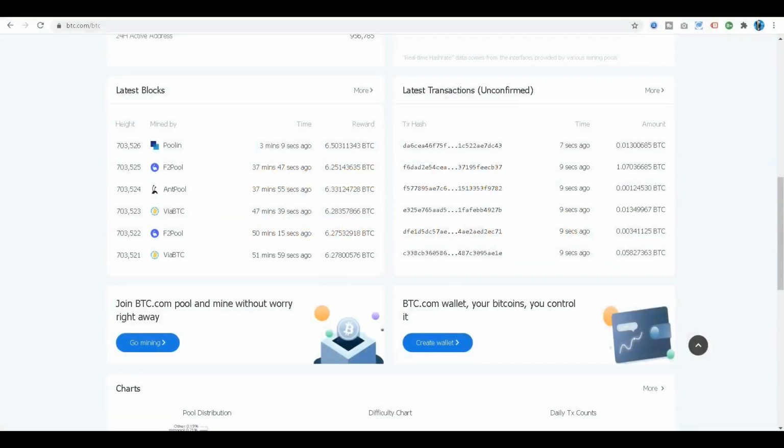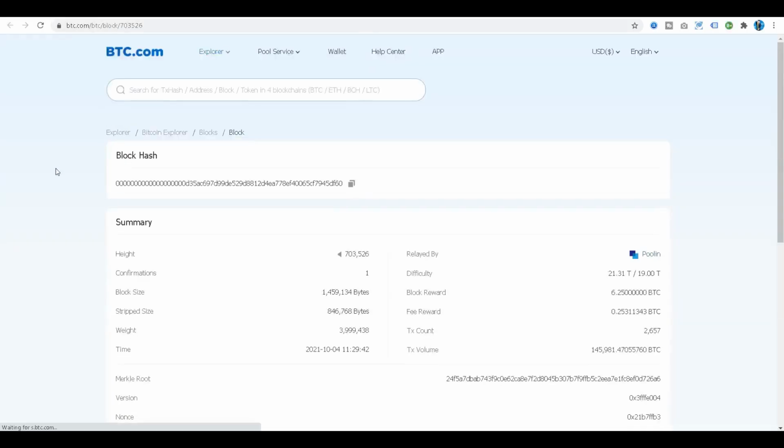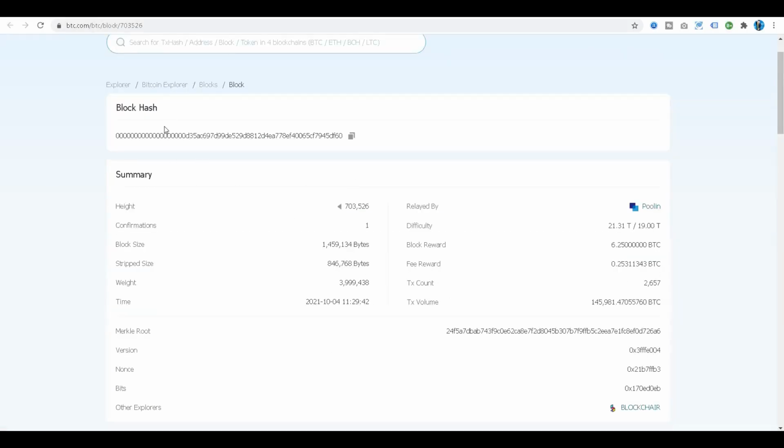And now, after we saw that visualization in which the next block was added to the Bitcoin blockchain, you will notice that the latest block, according to the Block Explorer at BTC.com, is block number 703,526. This is the latest block. And if we drill into that block, what you'll find is that it has 2,657 transactions, and that miner, in this case Poolin, was able to receive a fee reward of 0.2531133 Bitcoins, in addition to the 6.25 new Bitcoins that were generated with the creation of this block.